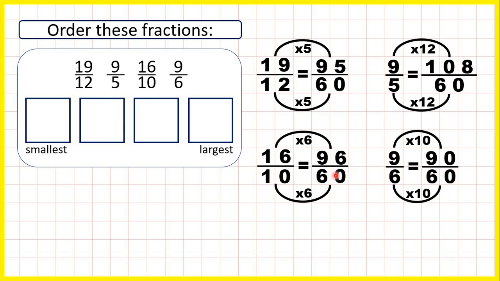So now we've got our common denominator, so we can compare these fractions. The smallest is 90 over 60, so originally that was 9 over 6. Then we have 95 over 60, so that's 19 over 12. Then 96 over 60, which was 16 tenths, and our largest fraction is 108 over 60, which is 9 fifths.